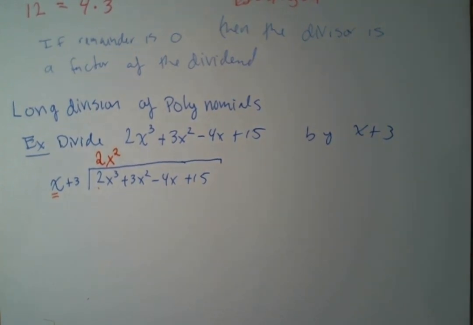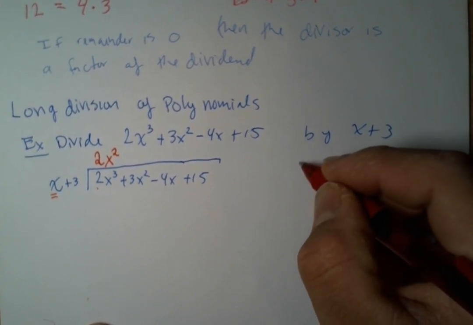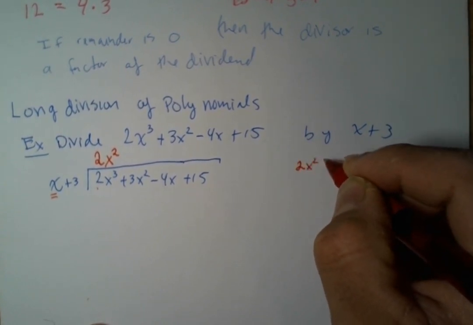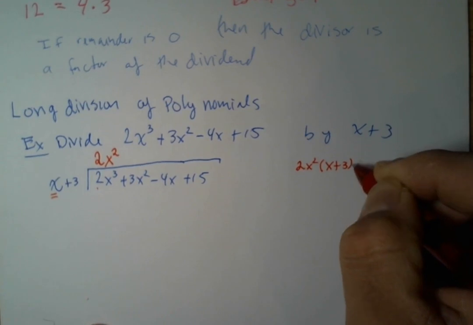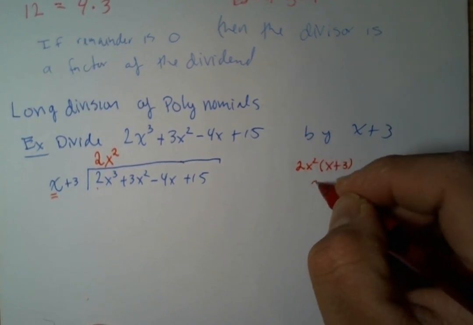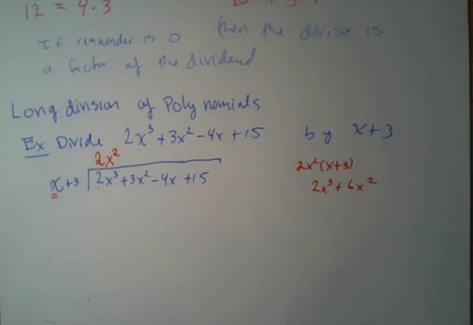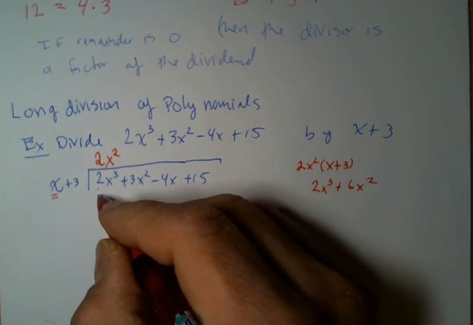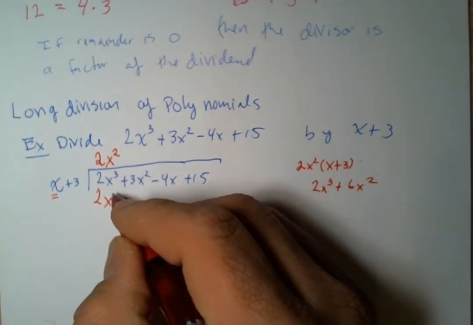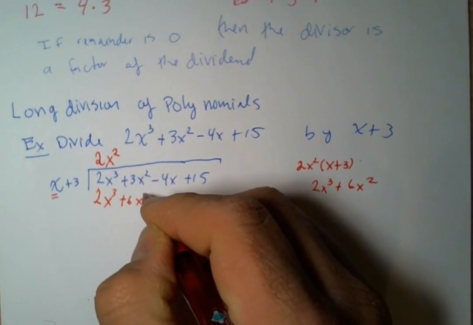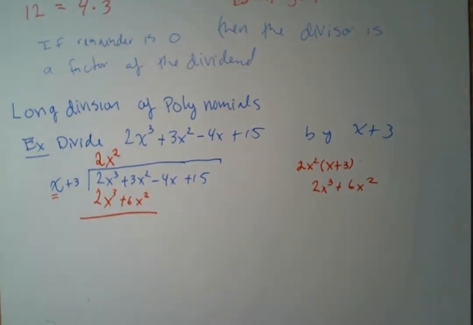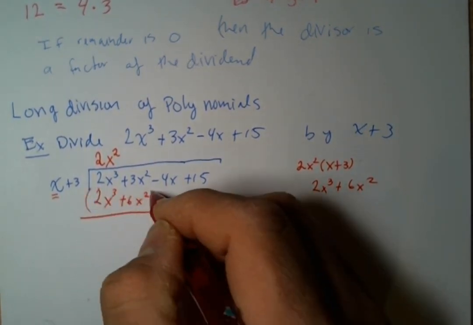All right, and then the idea here now is, if I do the work on the side, 2x squared times x plus 3. You distribute that out, we get 2x cubed plus 6x squared. And then here, I'll write that in here, 2x cubed plus 6x squared. And then from there, we subtract, right?